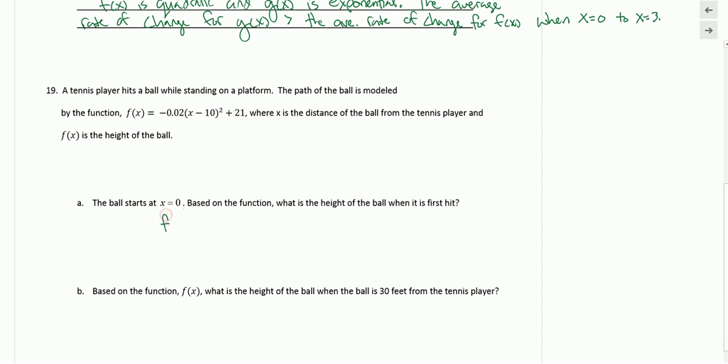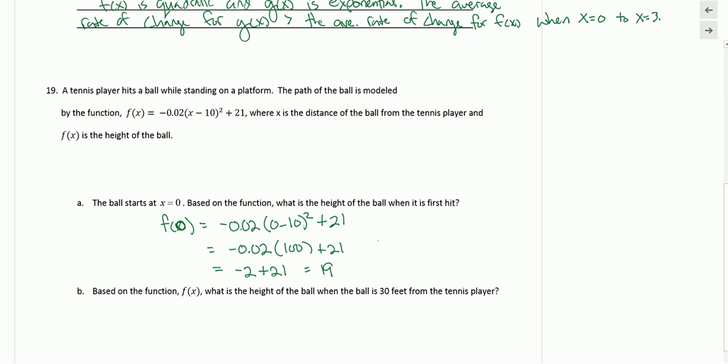So we plug in 0 into our function. Try to find out what f of 0 is. We get negative 0.02 times (0 minus 10) squared plus 21, which is negative 0.02 times 100 plus 21, which is negative 2 plus 21, and that is 19.